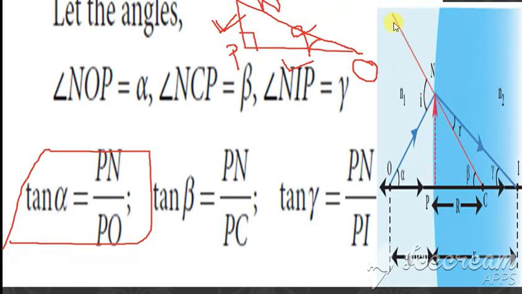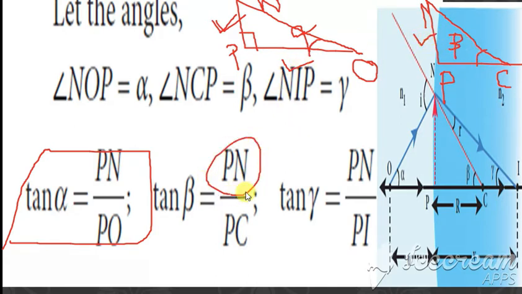In the same way, finding tan beta. Considering the triangle PN, and here we have C, and here is the angle beta. Opposite to this angle is PN divided by the adjacent side which is PC.